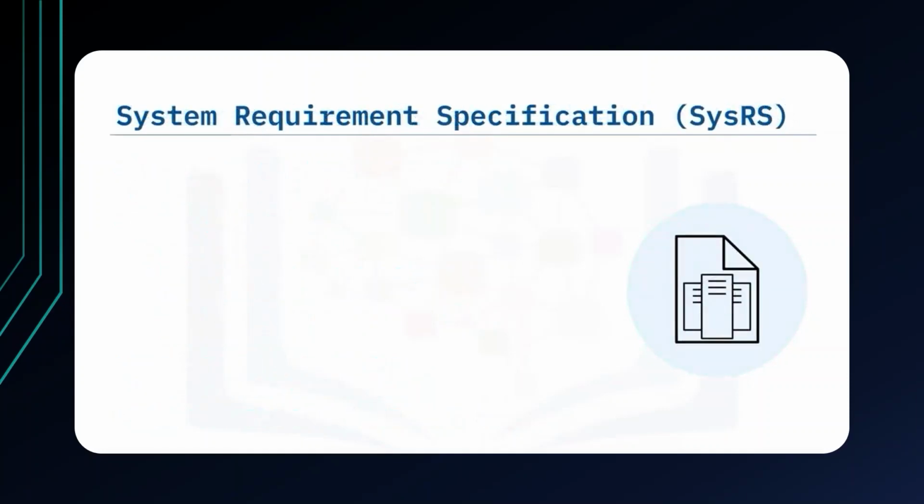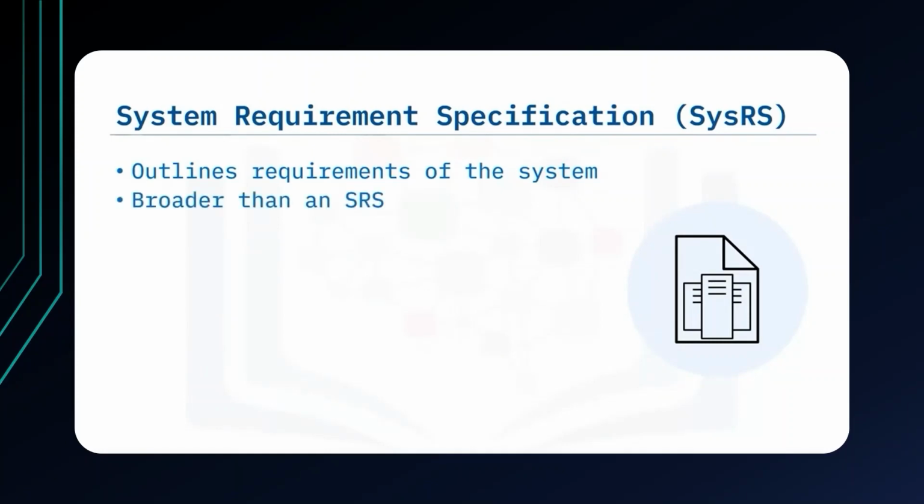The system requirement specification document or SysRS, to differentiate it from the SRS, clearly outlines the requirements of an entire system. The system requirement specification is often used interchangeably with the software requirement specification, but the SysRS is actually broader in scope than the SRS. Many software projects develop an SRS rather than a SysRS.